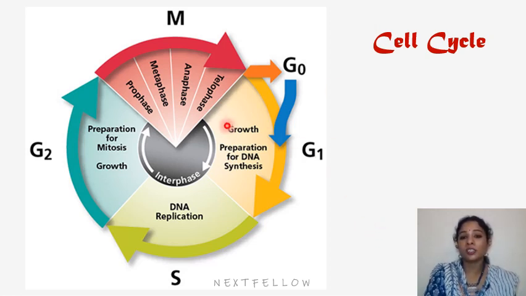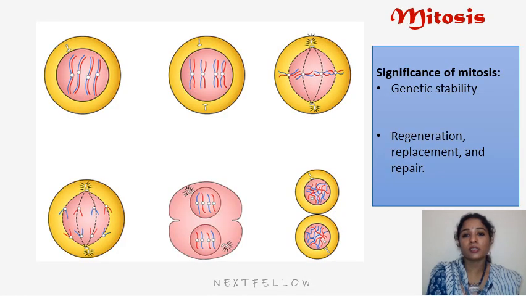So we can see the gap 1 phase varies a lot. In highly dividing cells, this gap 1 phase may be very short, and in slowly dividing cells, the gap 1 phase may be very long. In dormant cells, as I just explained, like primary oocytes, the cell cycle may be arrested at a particular phase and kept in a particular stage. So that is about the cell cycle.